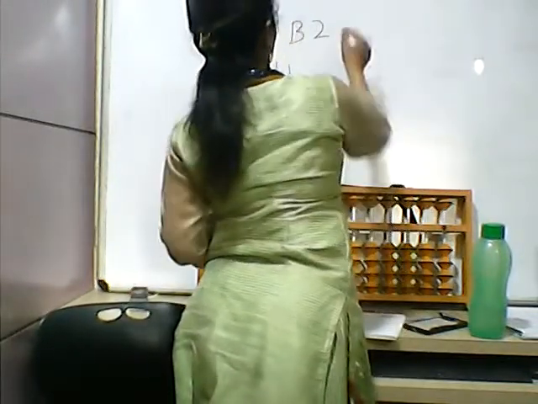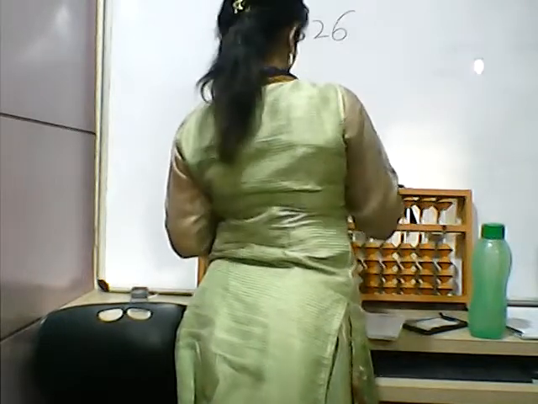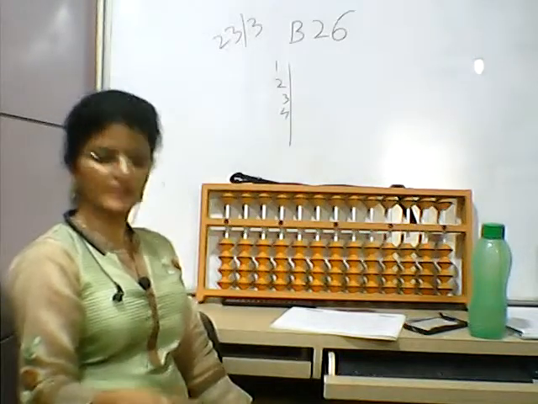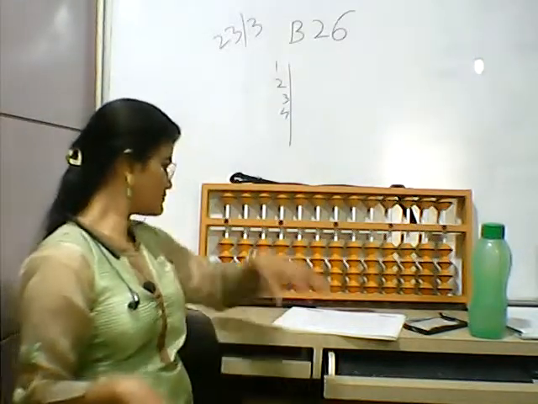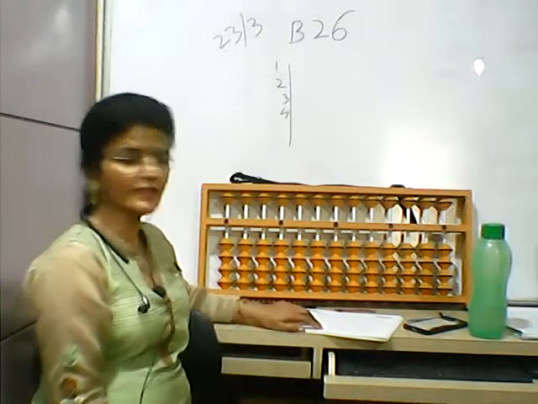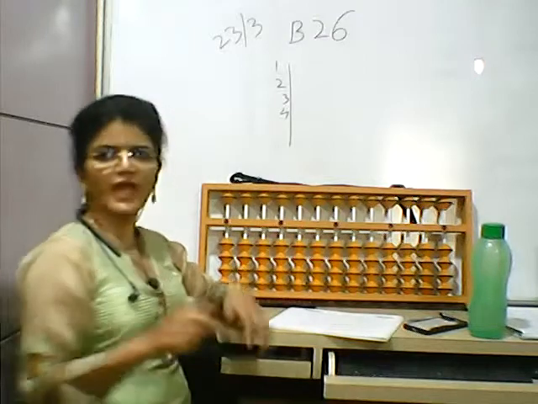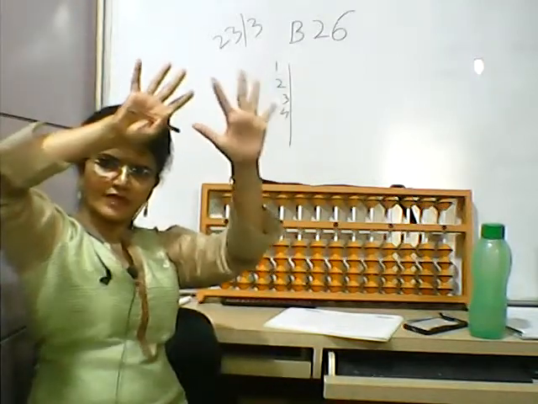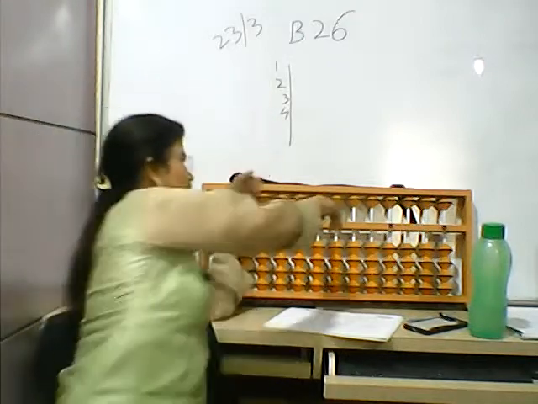Write down today's date. Page number 26. Sum number 1: 9. 5 and 4. Close action. 5 and 4. Close action. 9.